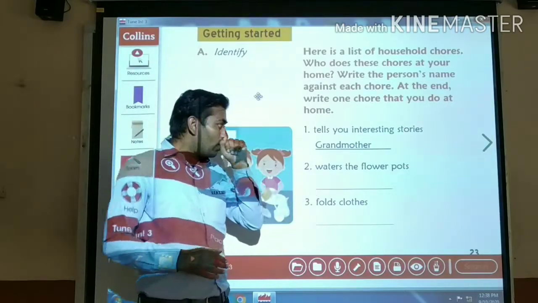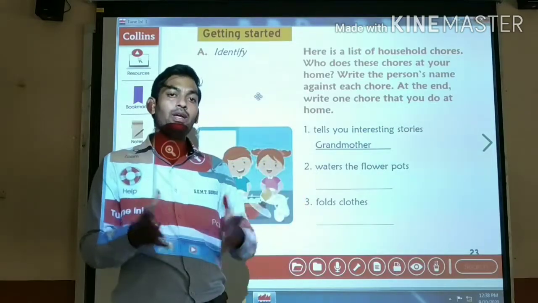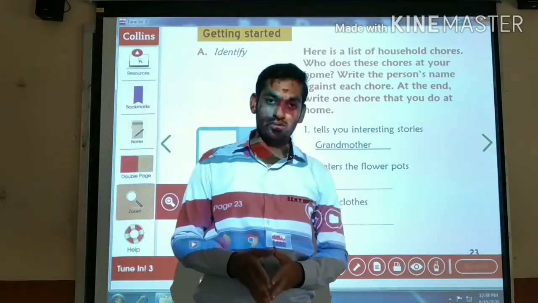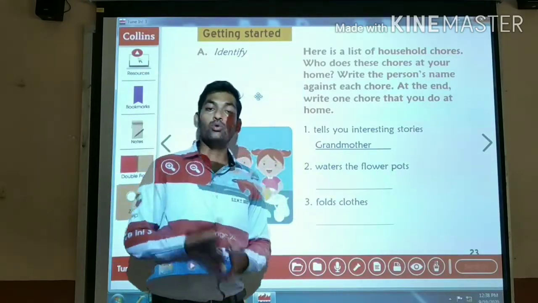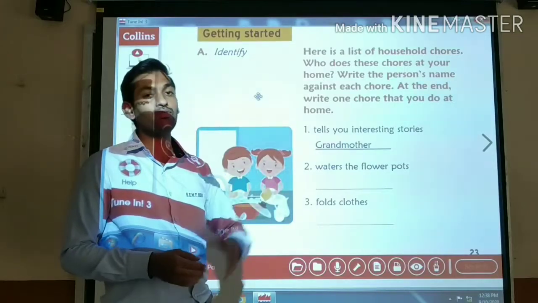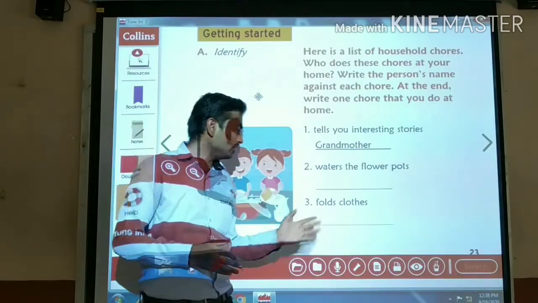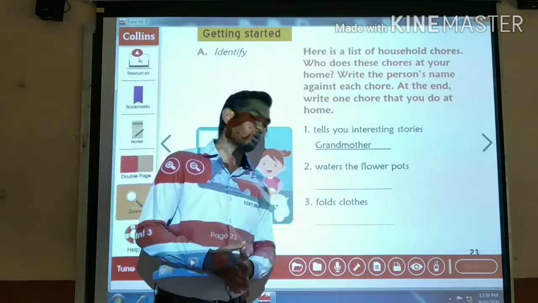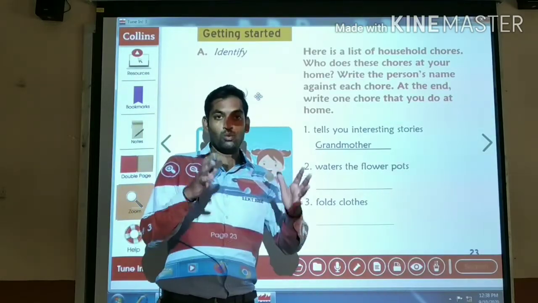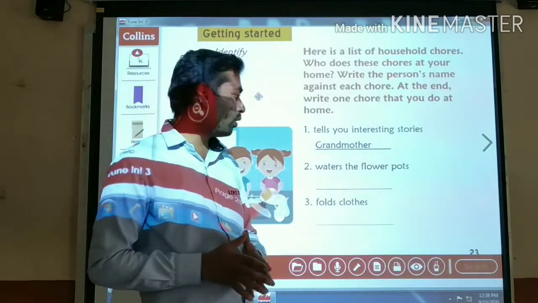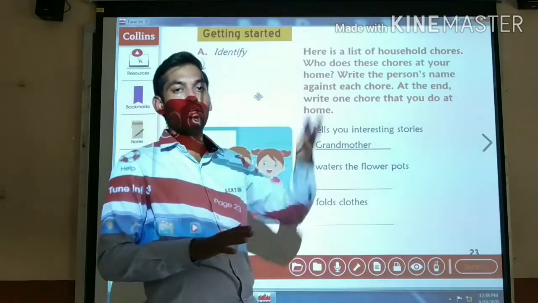Then, waters the flower pots. For example, you will have a lot of flower pots at your home. So you can say who waters the flower pots, or who gives water to the different types of plants at your home or in your garden. Then another one: folds the clothes. Usually our mother washes the clothes, and she puts the clothes away very safely in the cupboard.